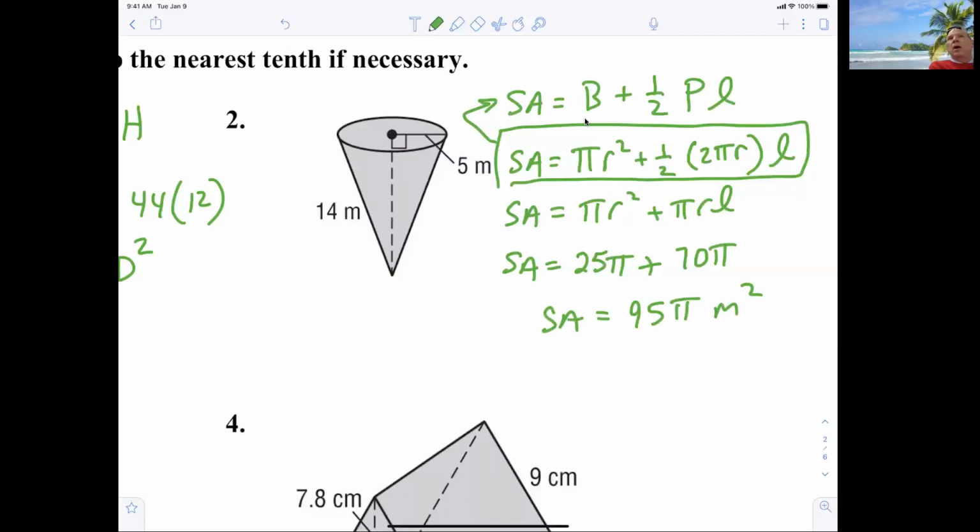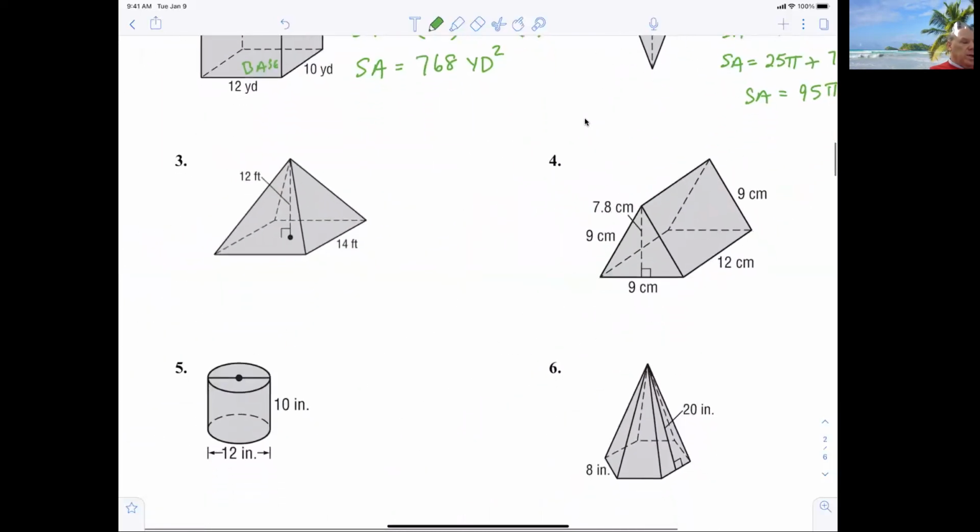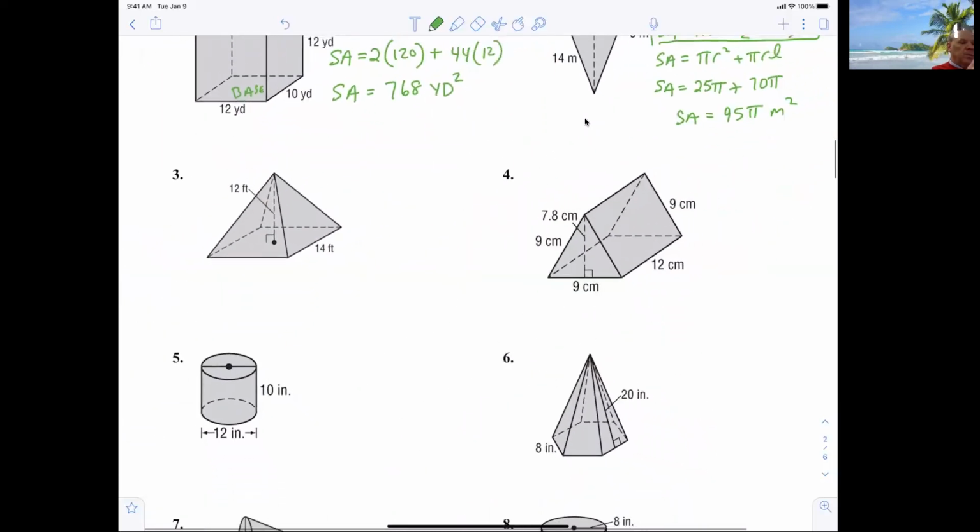Now, again, I don't understand the difficulty at all, honestly. You guys are smart enough. I've narrowed it down to 2 formulas. If you know the formula for all the other shapes for area, then this is a piece of cake. All right, so I'll do a couple more with you. Here we go. Number 3, surface area. Please write it.